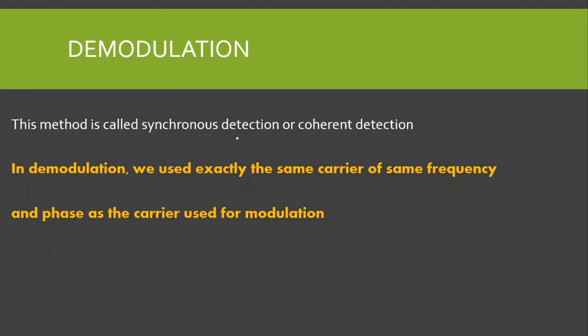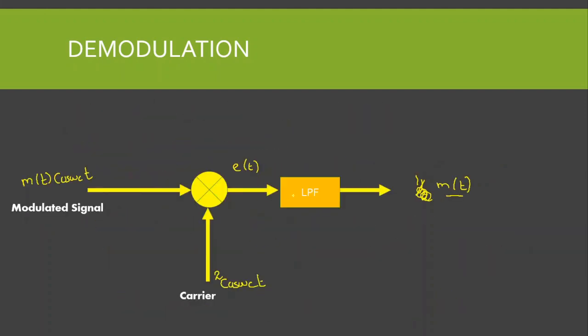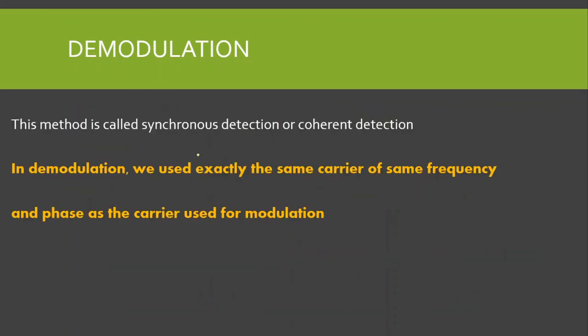Why is it called synchronous detection or coherent detection? Because in the modulation, we used exactly the same carrier of same frequency and phase as the carrier used for demodulation. We use the carrier cosine omega ct for modulation, and we have used the same carrier cosine omega ct for demodulation. That is why this is called synchronous detection or coherent detection.